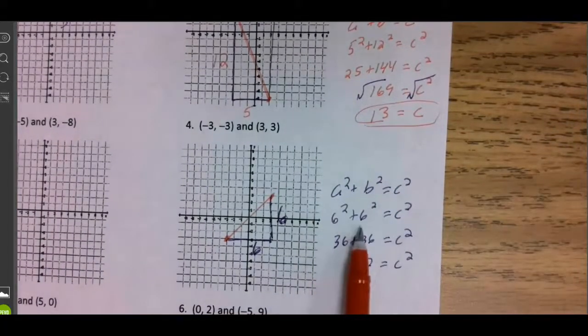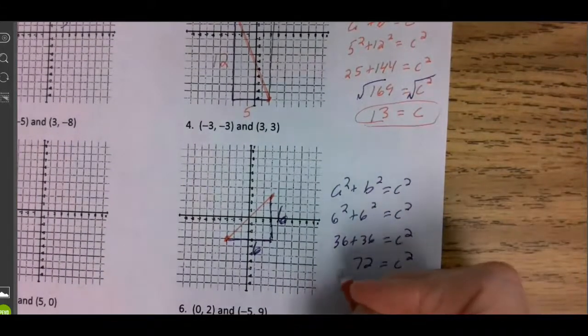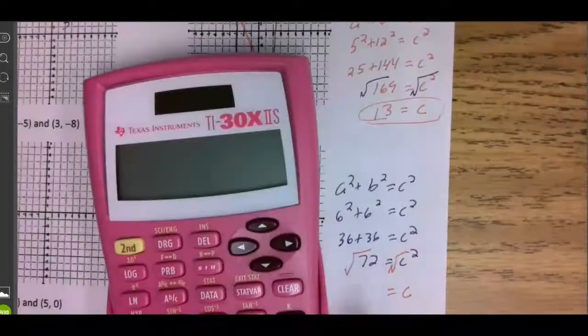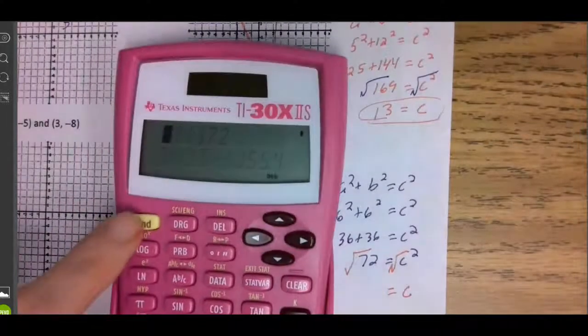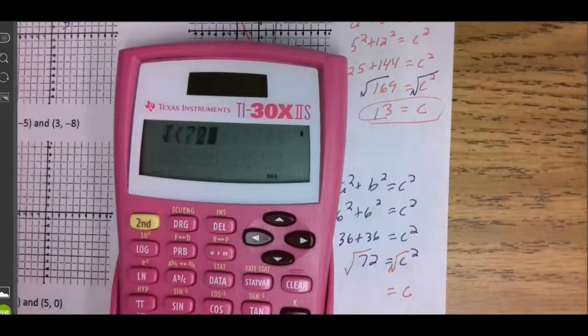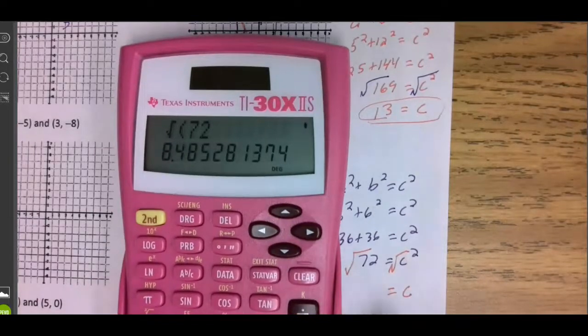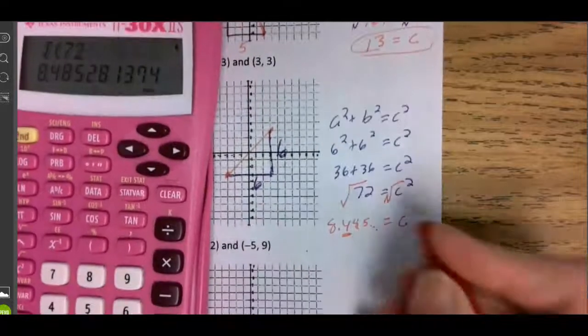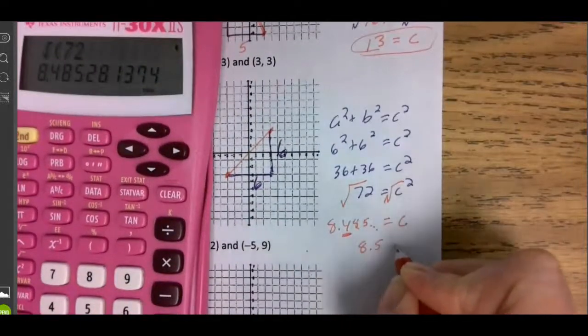So you're going to take the 6's and square them, add them together, you get 72. You're going to take the square root of both sides, and we're going to get C is equal to the square root of 72. And we get 8.48528... So I get 8.485... Round it to the nearest tenth. 5 or above, give it a shove. So it's going to be 8.5.